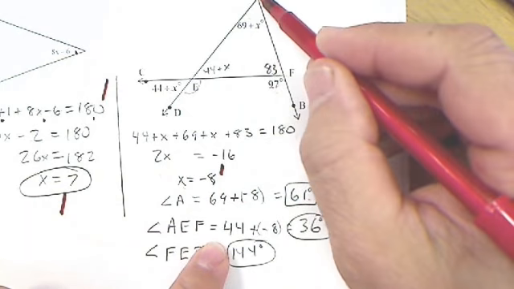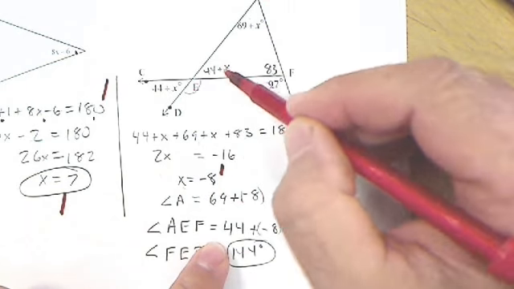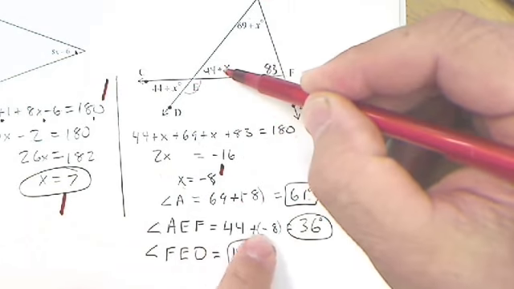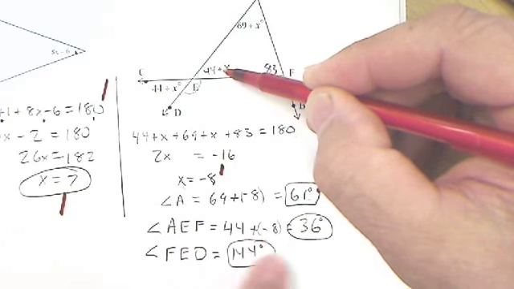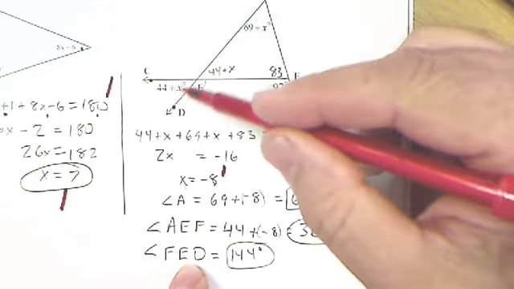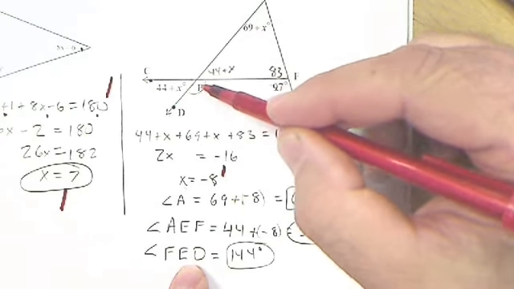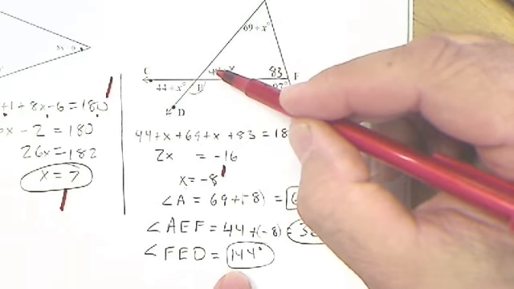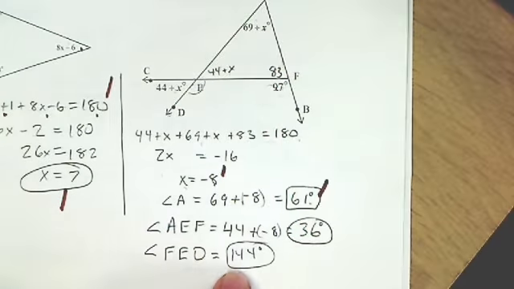AEF, which is just 44 plus our X, which was negative 8. And then FED, FED is this angle right here. Well, if that one was 36, then subtract that from 180 to find that one.